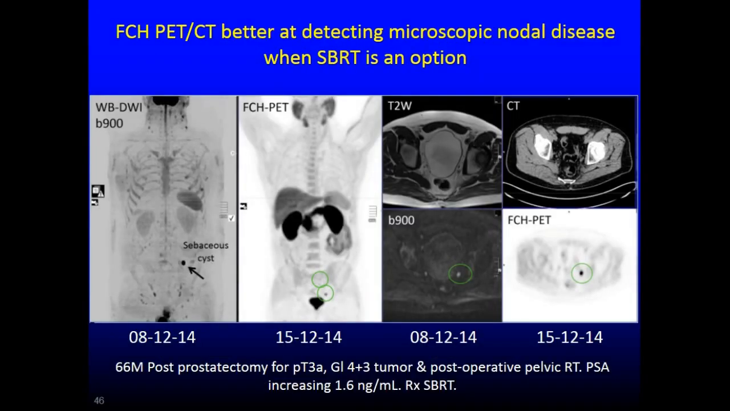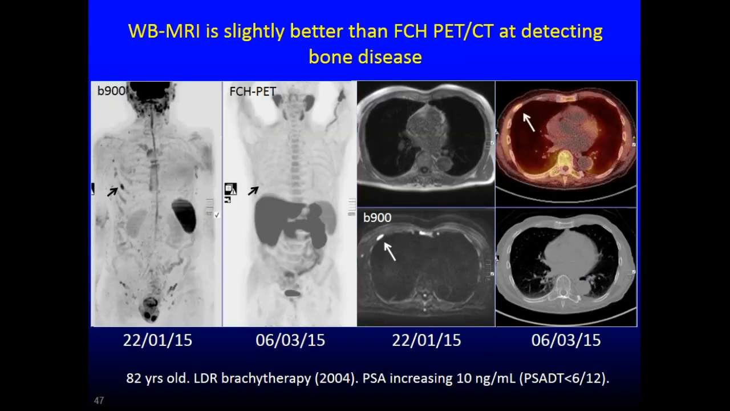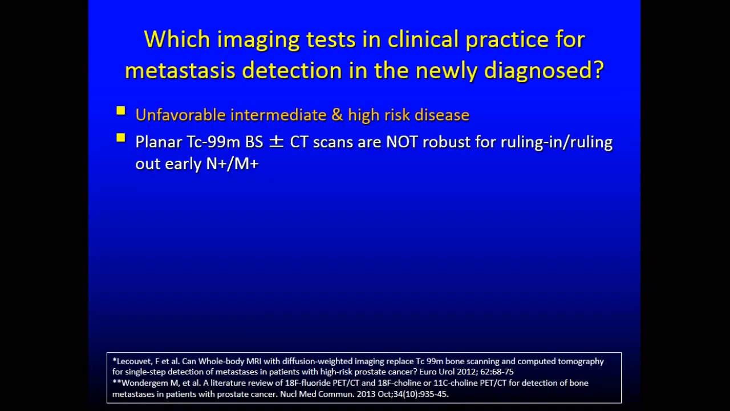So here's an example of where the fluorocholine does better than the whole body MRI scan. You can see this green region here, which was called negative on the whole body MRI scan, was in fact positive on the fluorocholine PET scan, whereas in this example we can see a positive area of abnormality on the whole body MRI scan, and this was not prospectively detected on the fluorocholine PET scan.